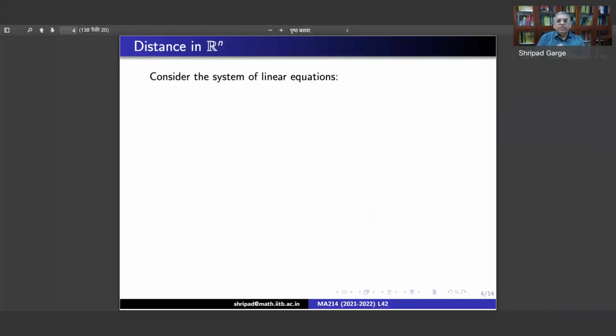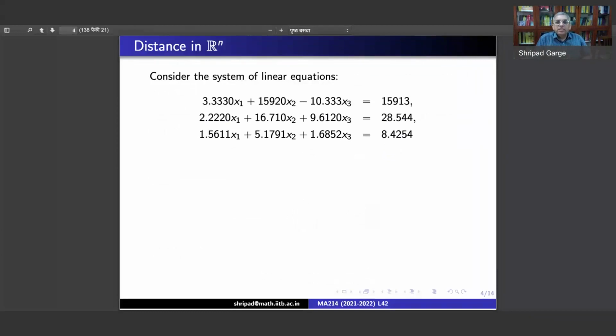So suppose we look at this particular system of linear equations, and you will perhaps notice that it has the exact solution x equal to (1, 1, 1) transpose.